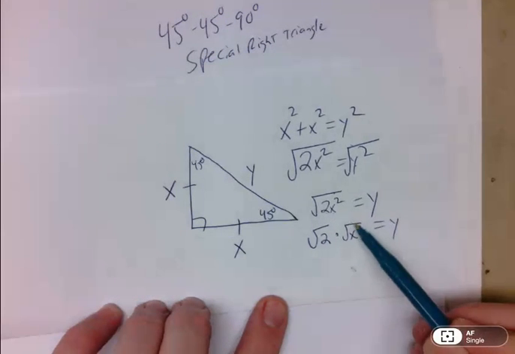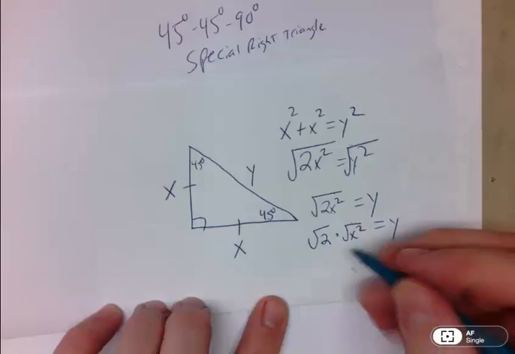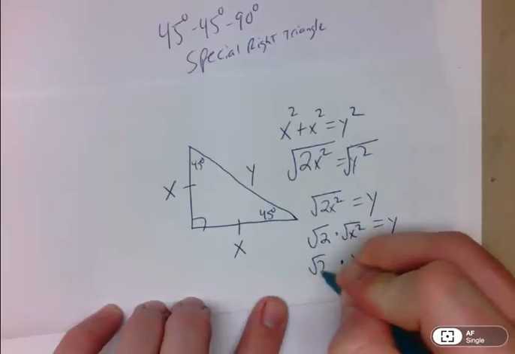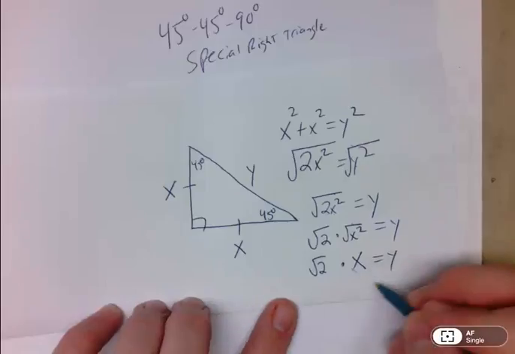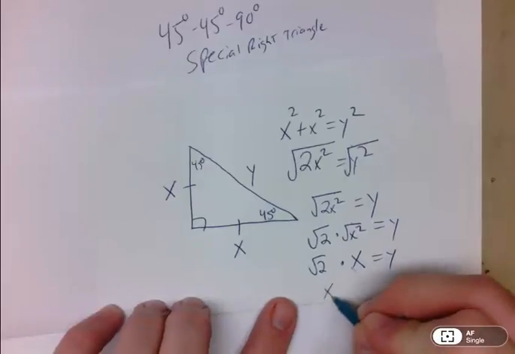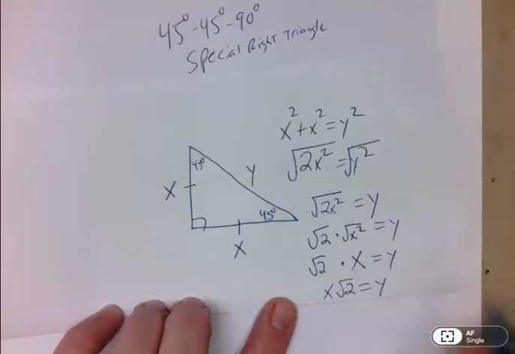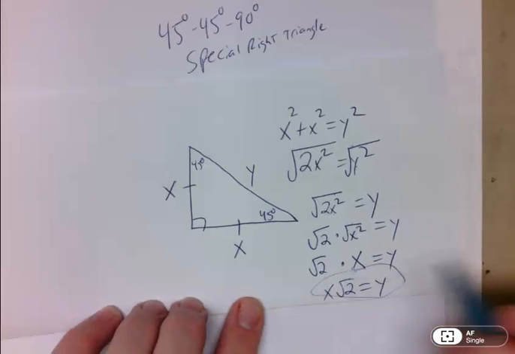The square root of x squared, of course, is x. This square root of 2 I can't do anything with. And then usually we put the x in front. So I'm just going to rewrite this. X times the square root of 2 is actually my y value. And this is important. Okay?